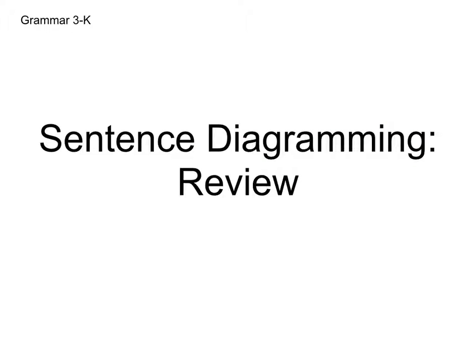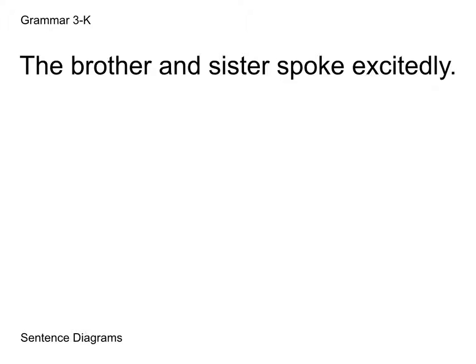Now we'll go over sentence diagramming. Sentence diagramming in this booklet is mainly a review. So I'm just going to give you a random sentence that will hopefully remind you of a different type of subject. Here we have the sentence, the brother and sister spoke excitedly. In this sentence, we have a lovely compound subject, brother and sister. Our verb is spoke, which is the past tense of to speak. And then we're just going to go ahead and identify those last three words.